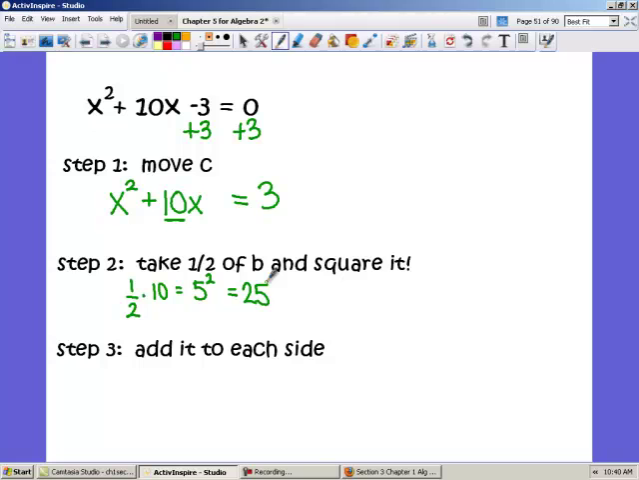Step 3 is you're going to add this 25 to each side. So we have x squared plus 10x. This is from the original problem. We're going to add the 25 on this side. And we're going to add the 25 to the 3. So 25 plus 3 will be 28. So I'll just rewrite 28.